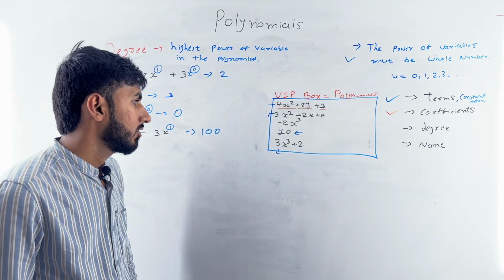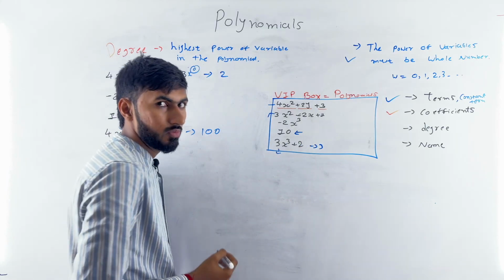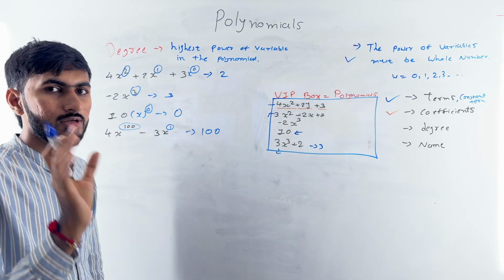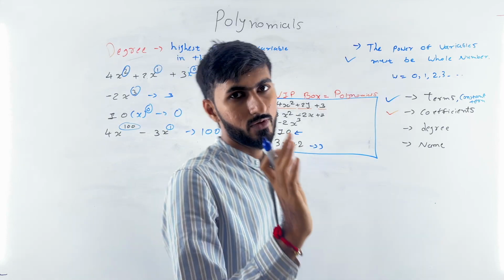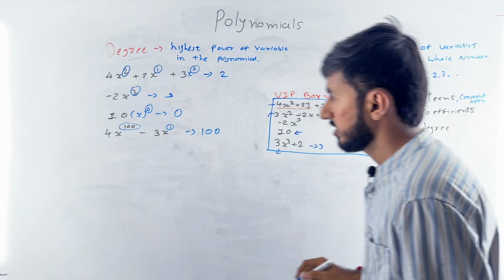Here the power is 3 and here 0, so 3 will be my answer for the degree of the polynomial. For this, my answer will be 2, right? So degree is nothing but just the highest power of the variable in the polynomial. So we have learned what is degree.